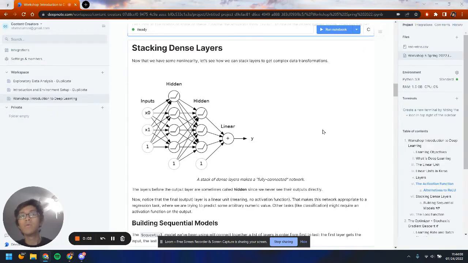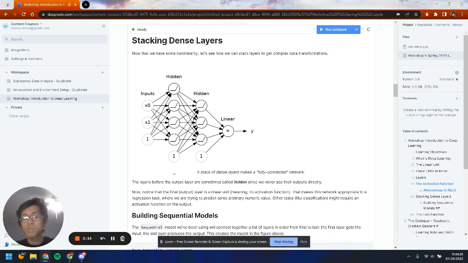So now that we know how to create very simple one-layer deep learning protocols, let's talk about how to stack all of these dense layers together to get more complex data transformations. So in this case, you have three layers in between, the last layer being the output layer, and there are two layers here which are hidden because we don't see their outputs.